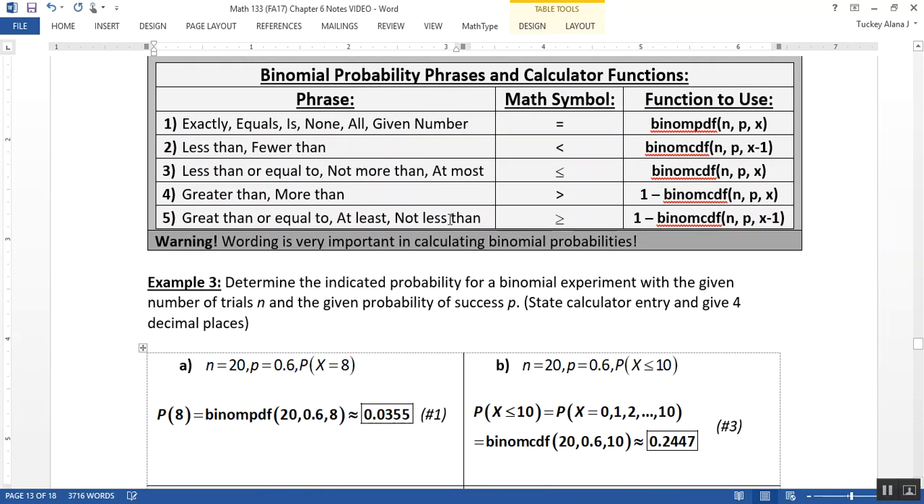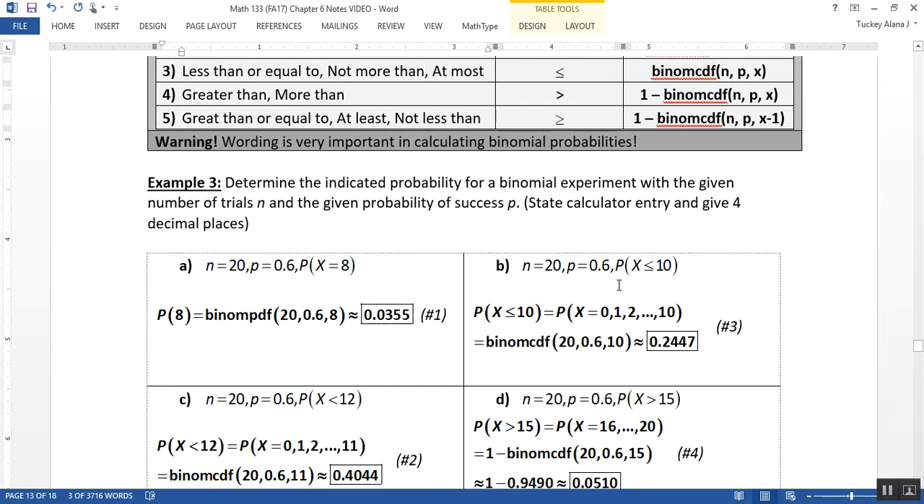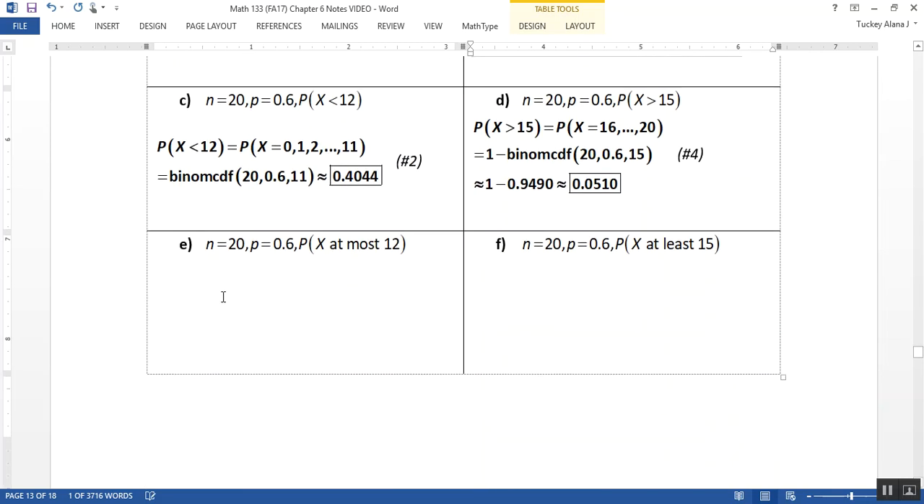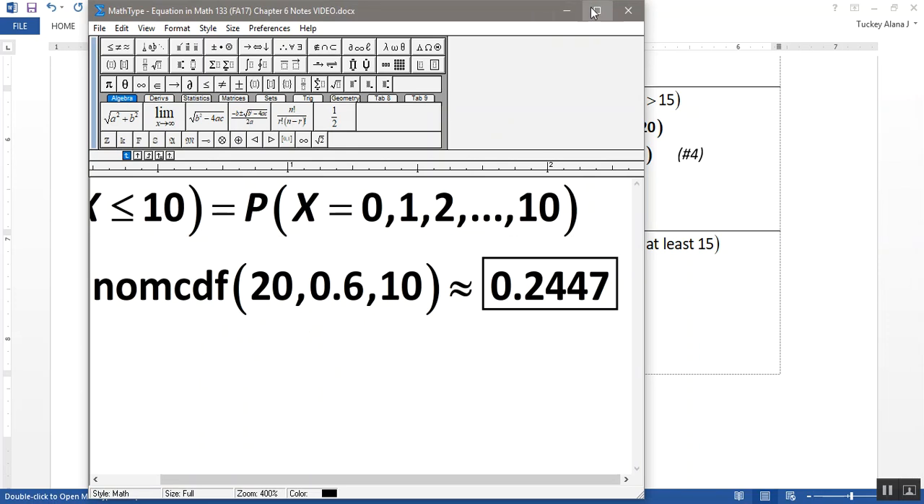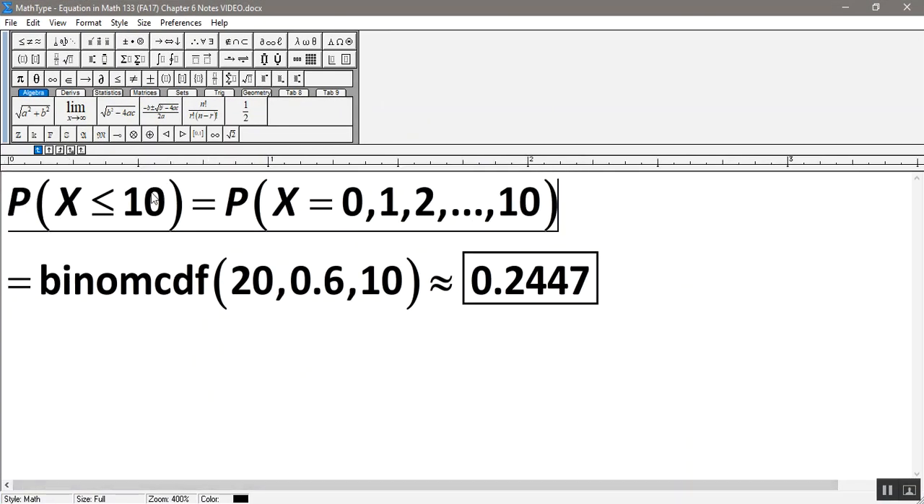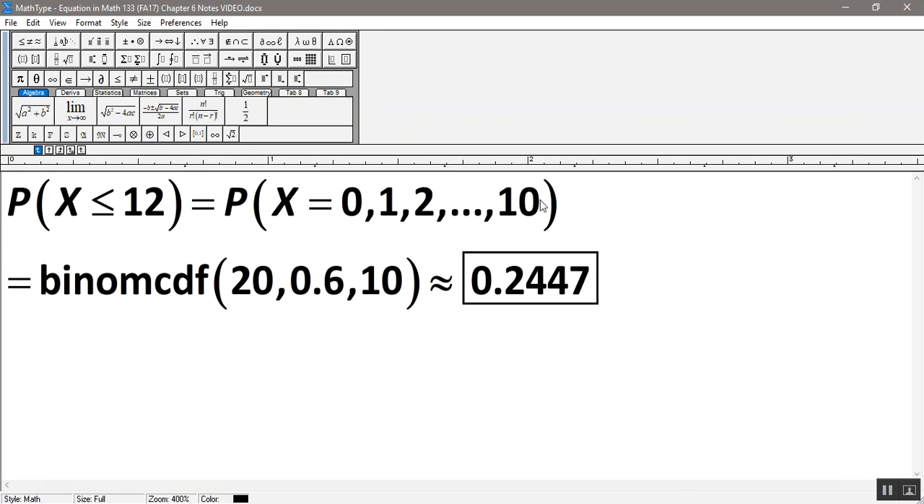So we're going to have to go up here and look for at most. At most is rule number 3 again, right? It means 0, 1, 2, 3, up to and including the value you're given. So that's going to be a straight binom CDF, a little bit like letter B. At most 10 was letter B. I didn't write it out in words, but that's what it was. So now I want at most 12. What I want is for the calculator to find everything up to and including 12, from 0 all the way up to 12. So the way I'll do that is binom CDF with 12.